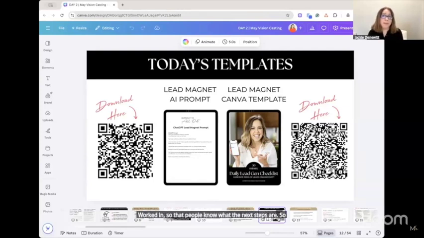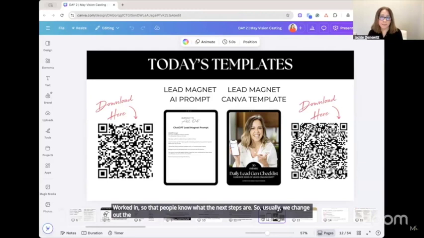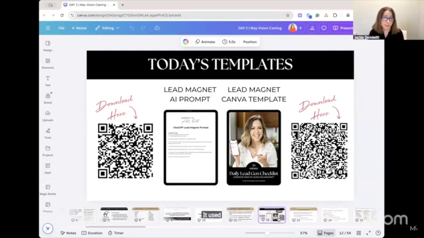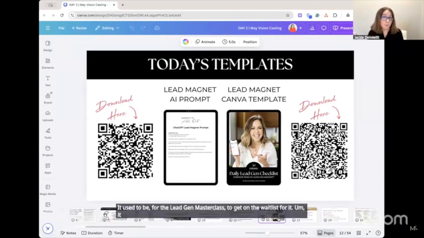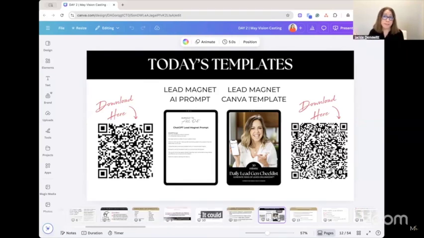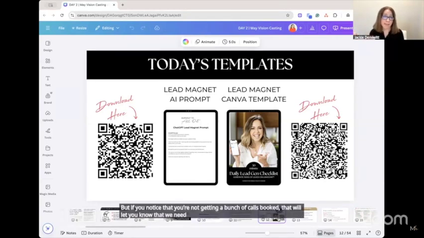So usually we change out the last page of Melissa's lead magnets all the time. It used to be to get on the wait list for the Lead Gen Masterclass. It could be to connect with Melissa on LinkedIn, because that's a place where Melissa's really interactive. It could be a discovery call. That's a bold step. It may work for some of you, but if you notice that you're not getting a bunch of calls booked, that will let you know that we need to switch that out and maybe make it an easier step, like connect with me.